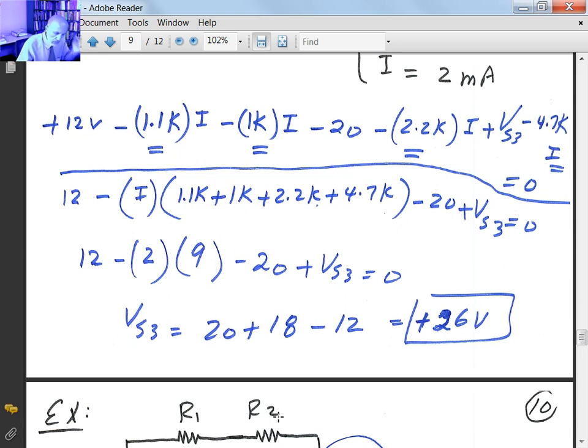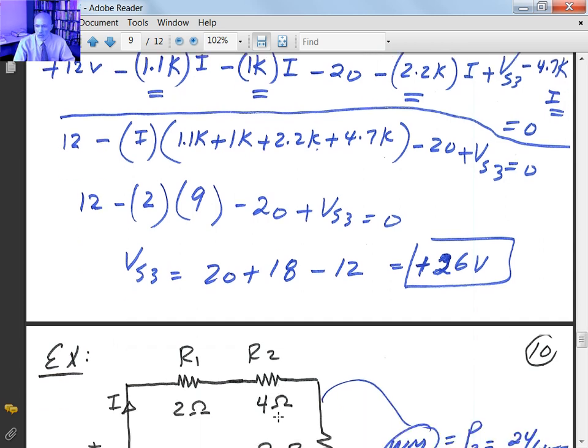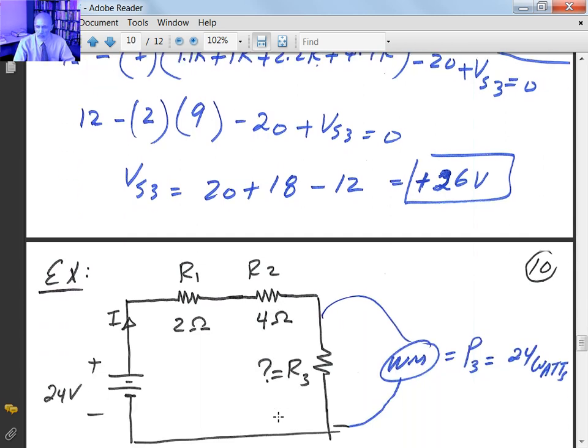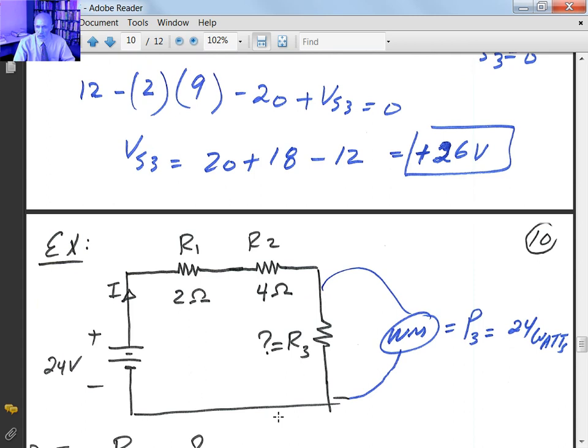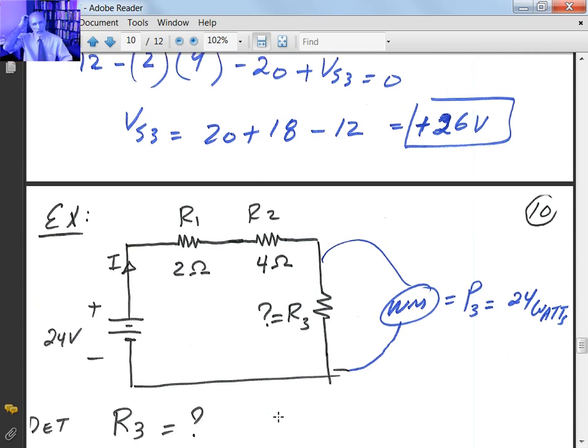Those are all the problems that I wanted to cover in chapter 4, but I'd like to work out a couple more examples. Let's say you have 24 volts hooked up to 3 resistors, but you put a wattmeter in the last resistor, number 3, and that wattmeter is reading 24 watts. Resistances R_1 and R_2 are known, but you want to determine the value of the unknown resistance R_3.